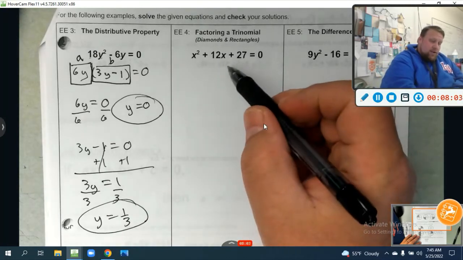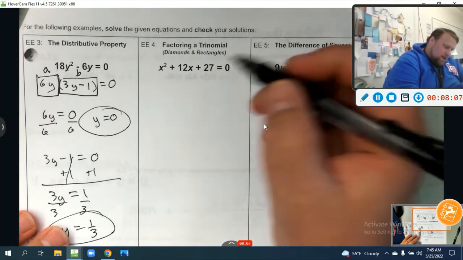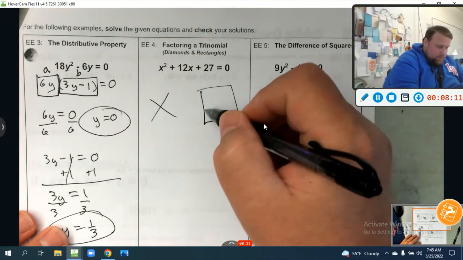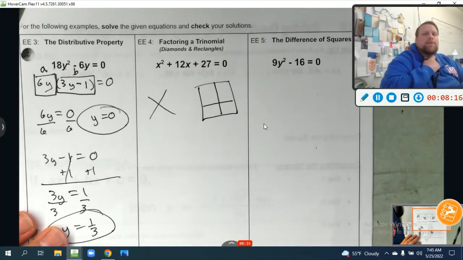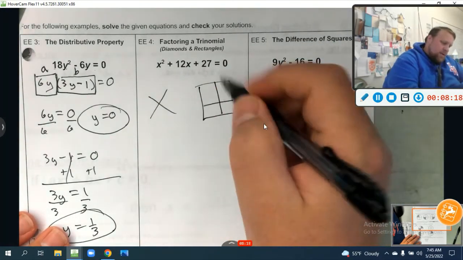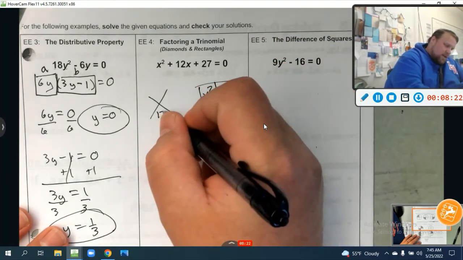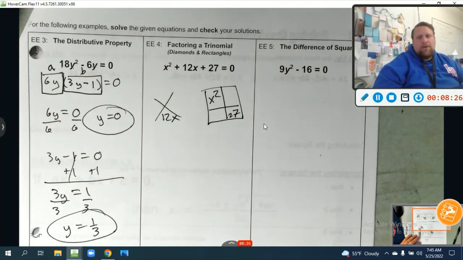Now let's factor this using diamonds and rectangles. So watch this bad boy. It's going to be awesome. I'm excited about it. We got our diamond. We got our rectangle. Watch this. This is where the zero product property is going to come into action a lot. This is how we're going to be factoring most of the time. X squared plus 12x plus 27. In fact, take a minute, pause this, try to factor it on your own, and then let's come back and talk about it.